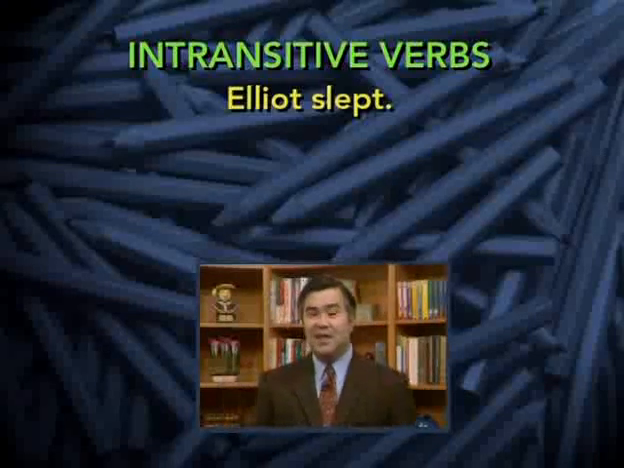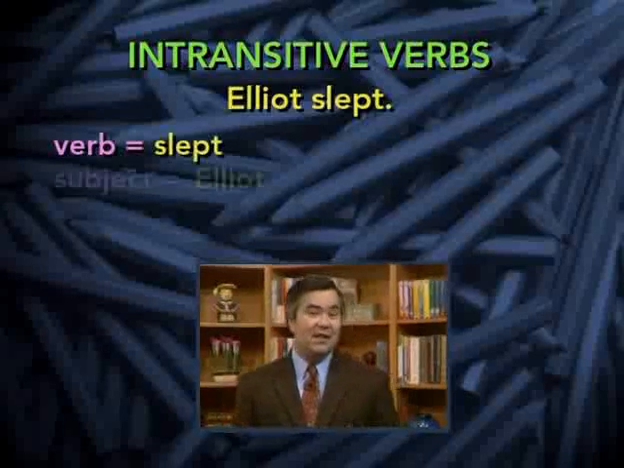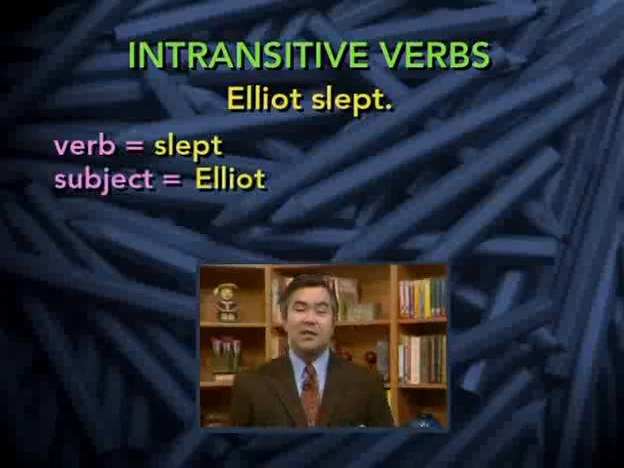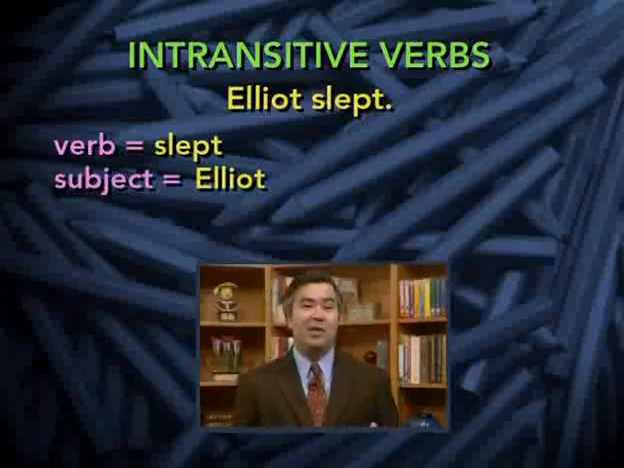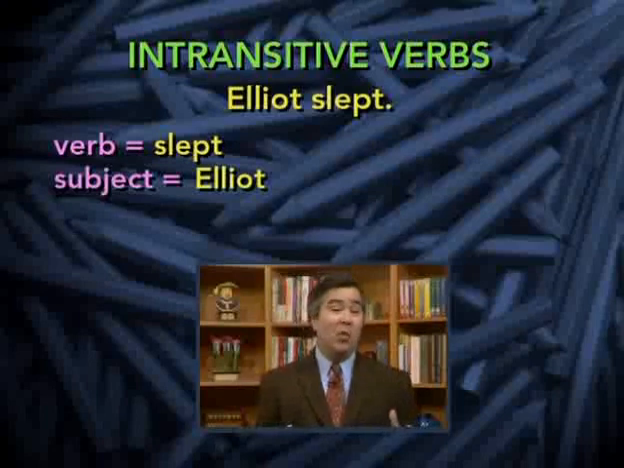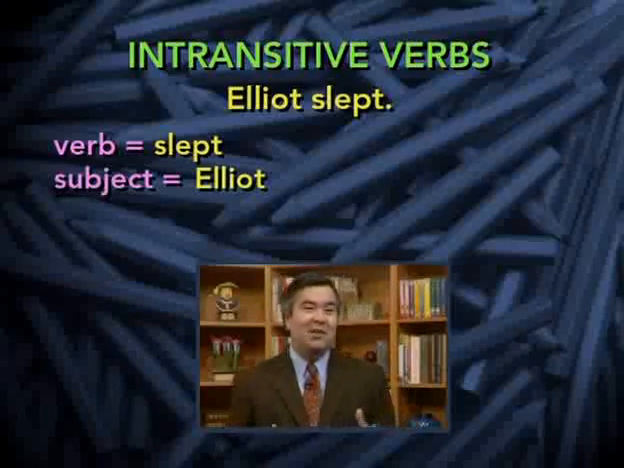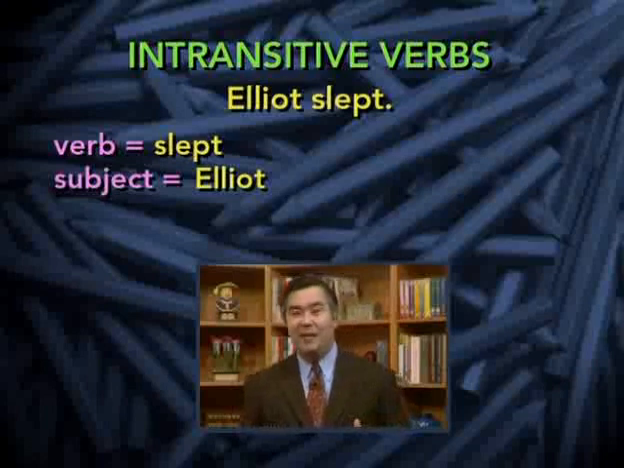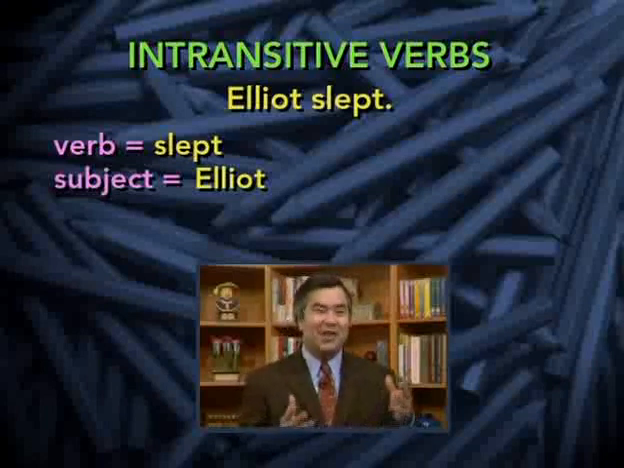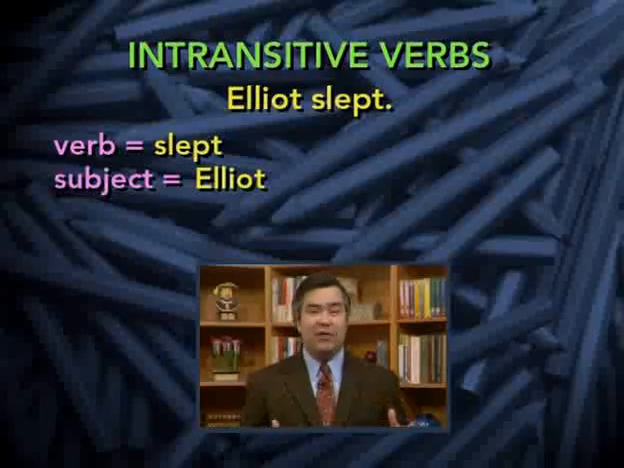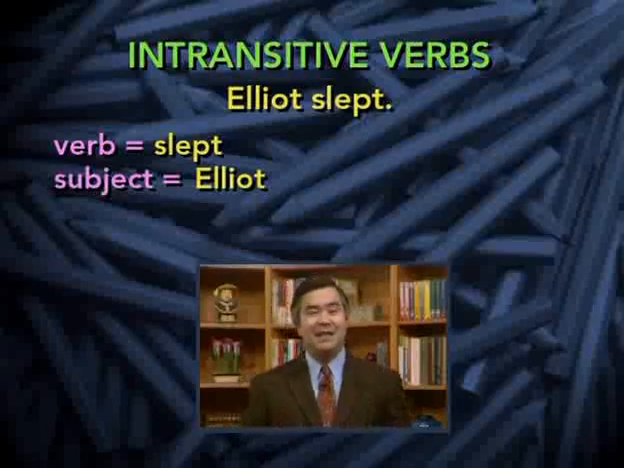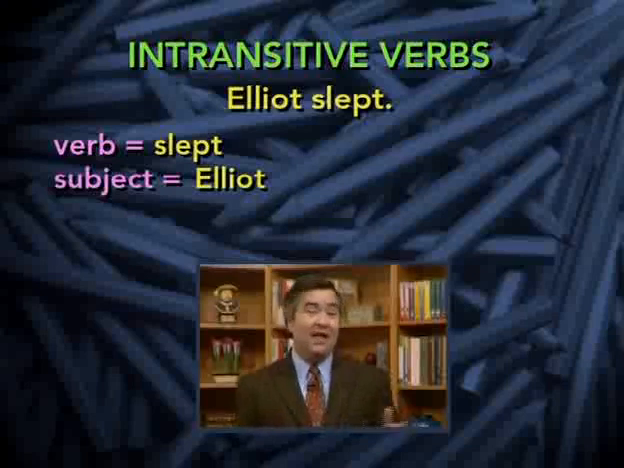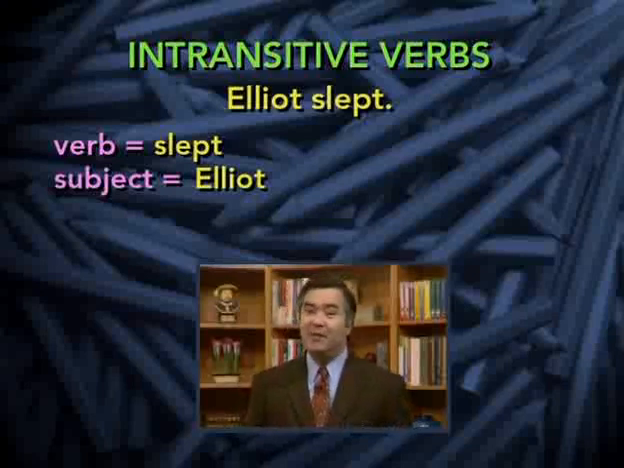In this sentence, the verb is slept and the subject is Elliot. And the verb does not have any object. It expresses a complete thought without having an object. We don't need to ask, what did Elliot sleep? Because the meaning is complete without any object. Elliot slept, that tells us exactly what happened. It's perfectly clear, and it doesn't sound incomplete. So slept in this sentence is an intransitive verb. It has no object, and it doesn't need one.